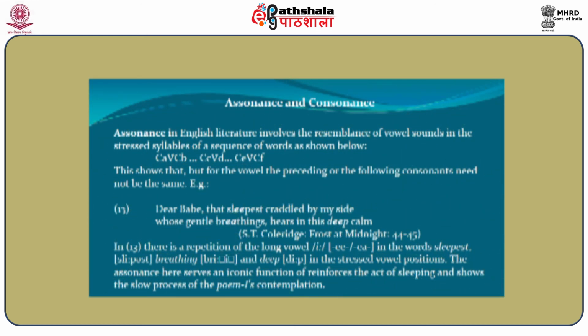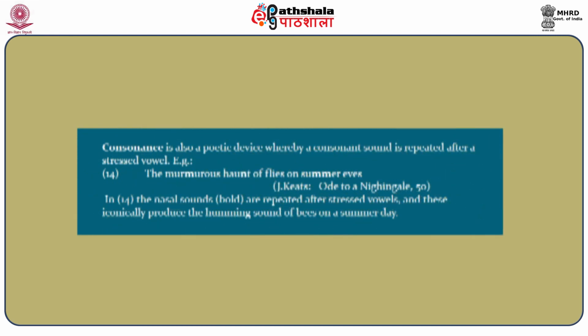Similarly, there is assonance, where the stressed nucleus is repeated. Here's an example: Dear babe, that sleepest cradled by my side, whose gentle breathings, heard in this deep calm. Sleep, breathe, deep are all stressed, and the long vowel E is repeated. So this is assonance. Again, this is for emphasis or musicality. Similarly, consonance is also for musicality: the repetition of consonants at varying positions in the line. Here: the murmurous haunt of flies on summer eves. The nasal sounds produce the humming sound of the bees. So the nasal is a sound symbolism for the sound of the bees. Such is the situation where sounds become symbols and give a significance which is more than the sounds.